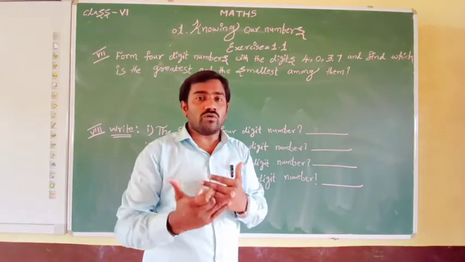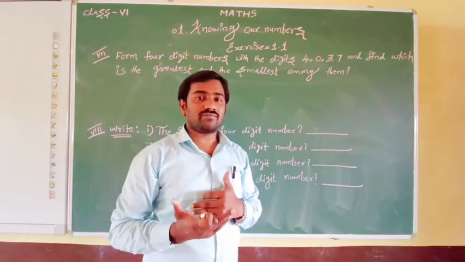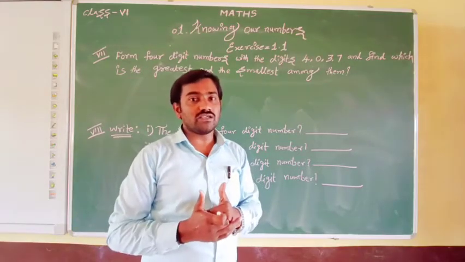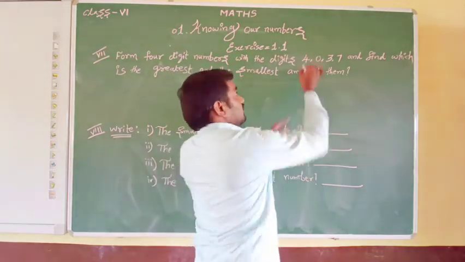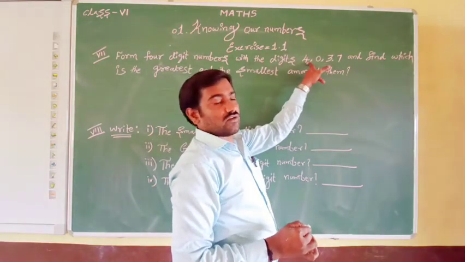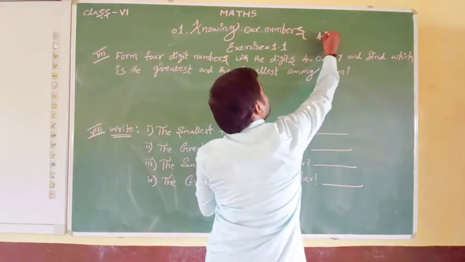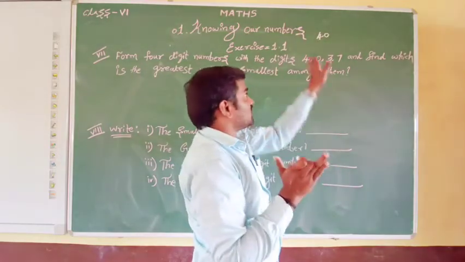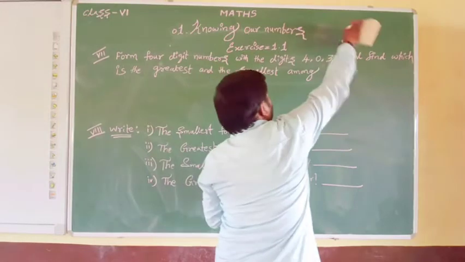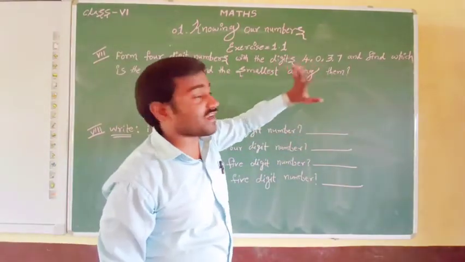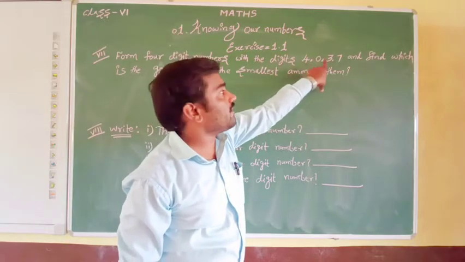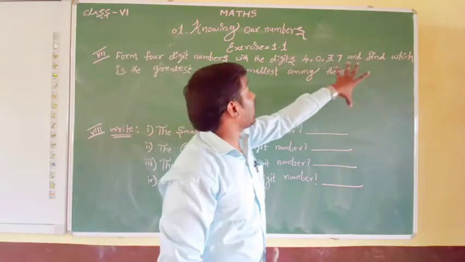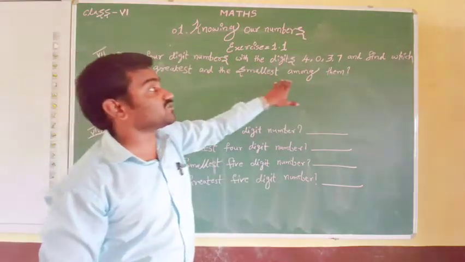Digits, since 0 to 9 are called digits. So from 10 to infinite they are called numbers. That means if there is only one number, that is called a digit. 4 is the digit. So 40 is the number. 2-digit numbers are called numbers. If single digit, that is called a digit actually. Okay. Now let's see that. Here they have given 4 digits. What are the 4 digits? 4, 0, 3, 7. These are the 4 digits. And find which is the greatest and which is the smallest among them.